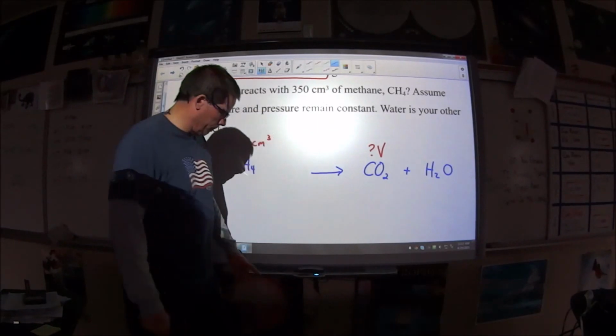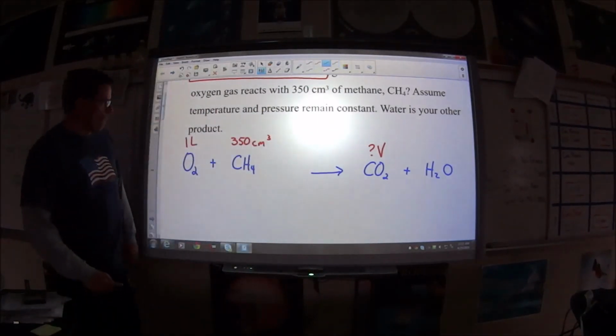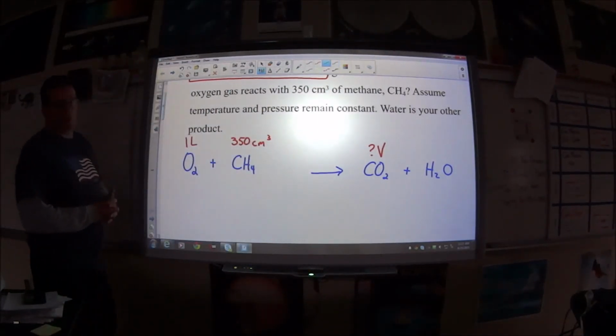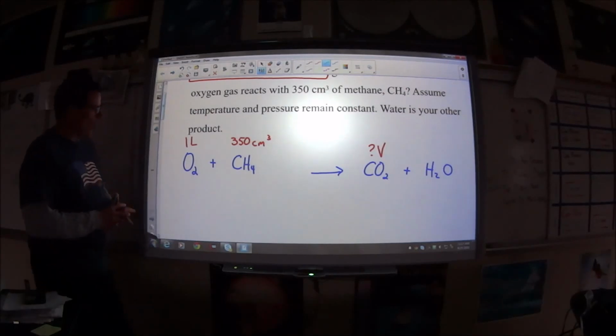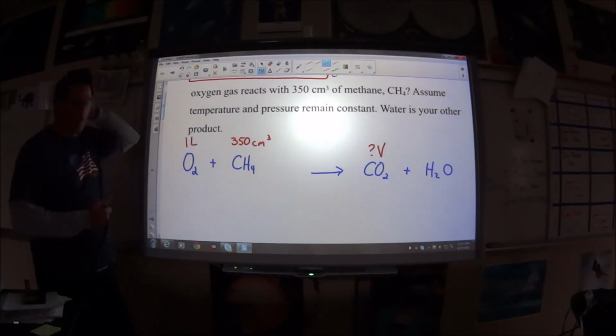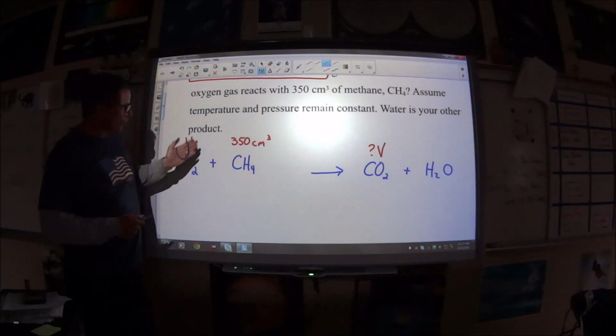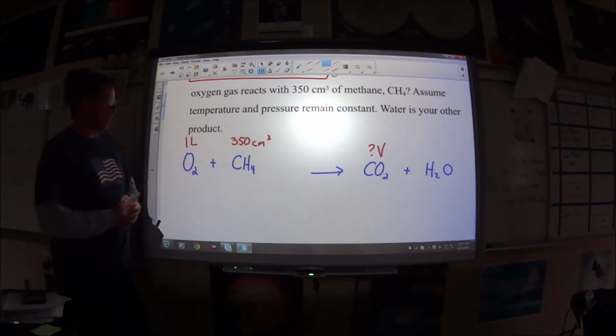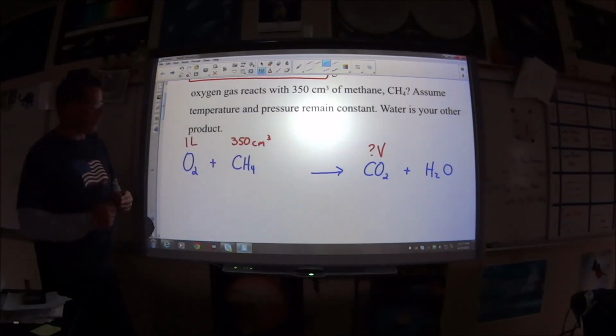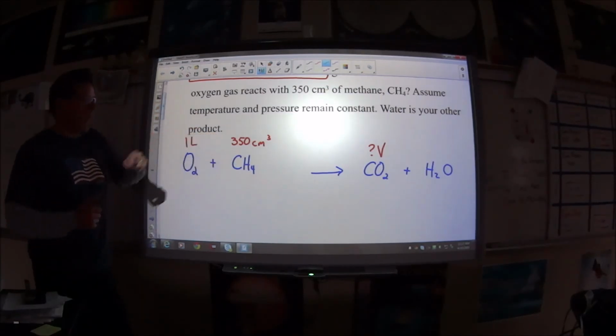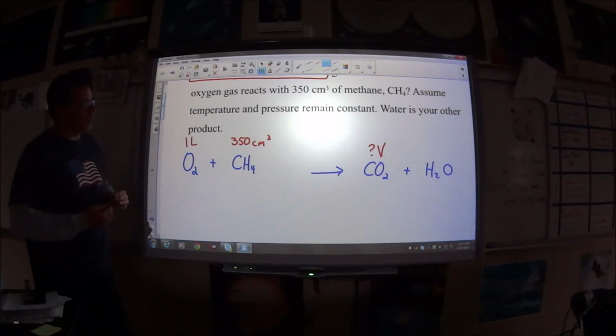Okay, so we know that we have a stoichiometry problem. Why? Because we have oxygen and methane forming carbon dioxide and water. We also know we have a limiting reactant problem because we have amounts for each reactant. So that means that we need to do a limiting reactant step beforehand, before we can answer the question and find out what the volume is for the carbon dioxide.